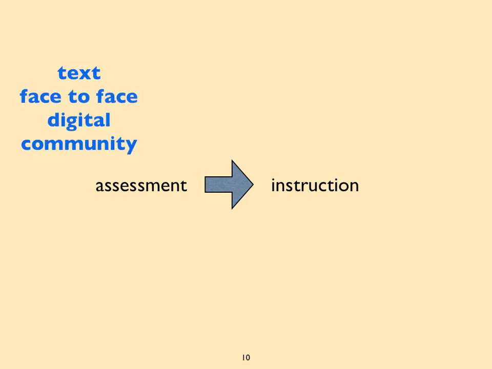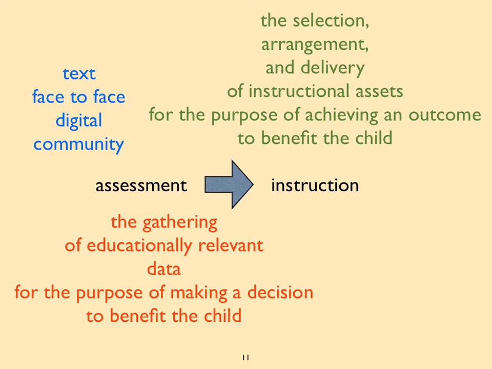Now, when we talk about those instructional assets, though, there's really 4 kinds we'll be talking about: text, face-to-face learning, digital assets for learning and community-based assets for learning. And so when we bring that together, we see that the decision making that we're doing based on the assessment is really all about how we're going to select, arrange, and deliver assets that the assessment informs us and later evaluates for us, that allows us to achieve an outcome.